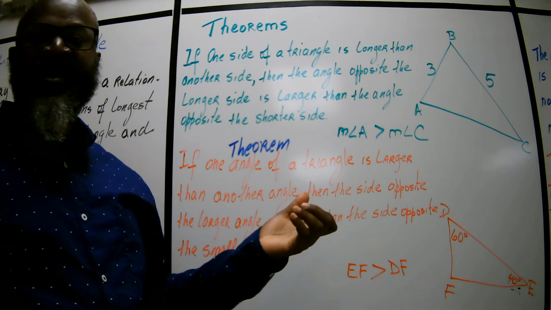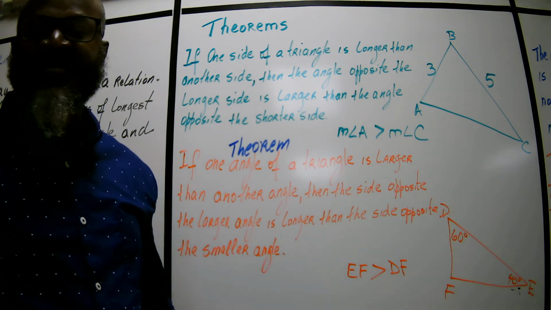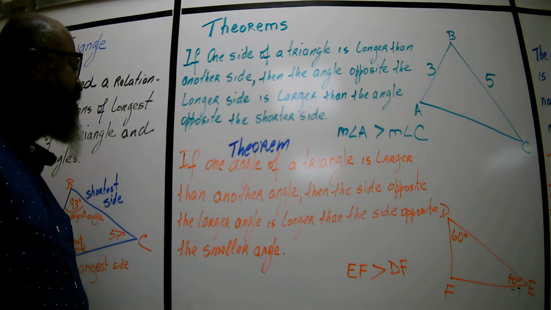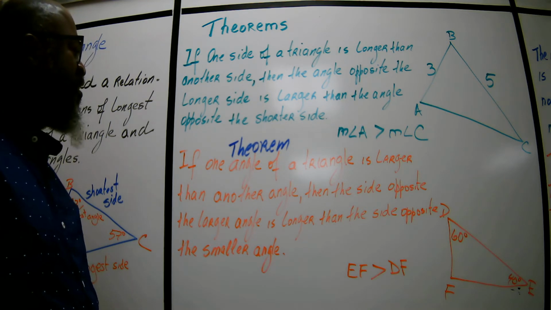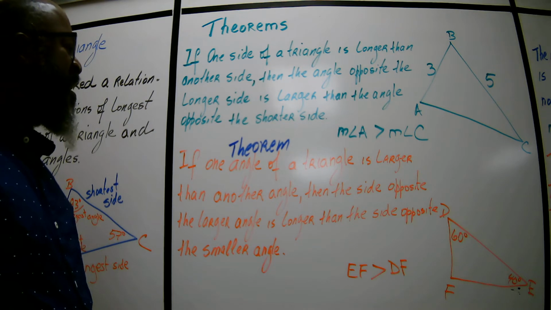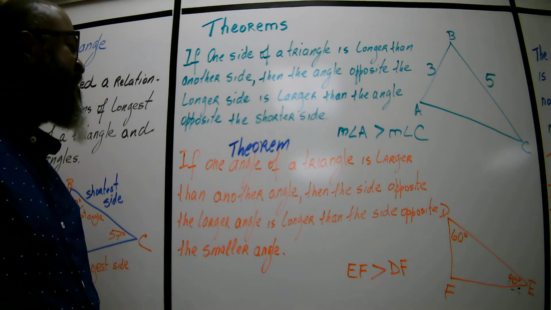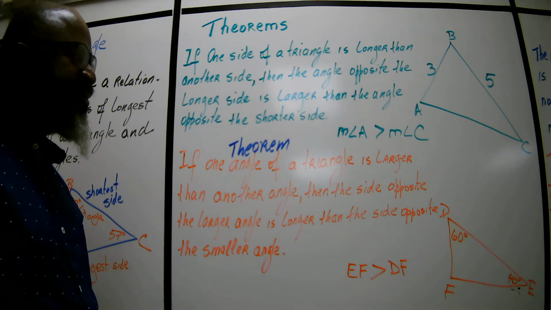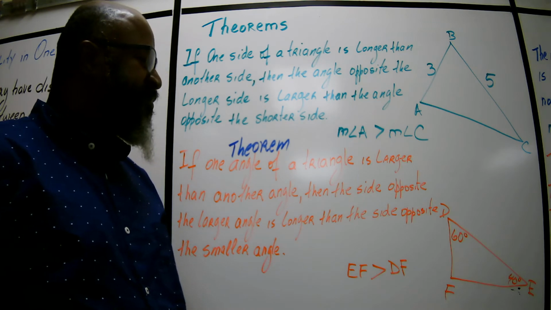The shorter this side of a triangle is, the smaller the angle that is opposite to it will be. So if you look at the other theorem, it says that if one angle of a triangle is larger than another angle, then the side opposite to the larger angle is longer than the side opposite to the smaller angle. So the same thing we have here is the inverse of this theorem we just explained.